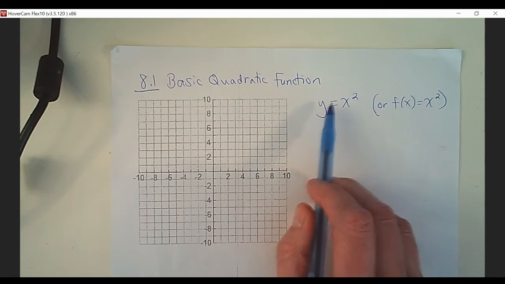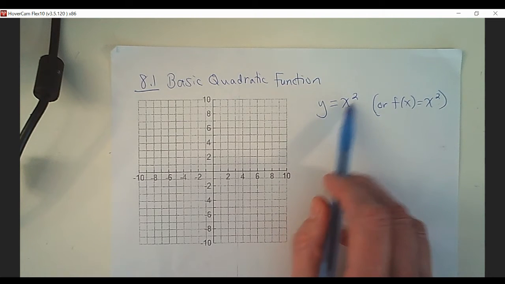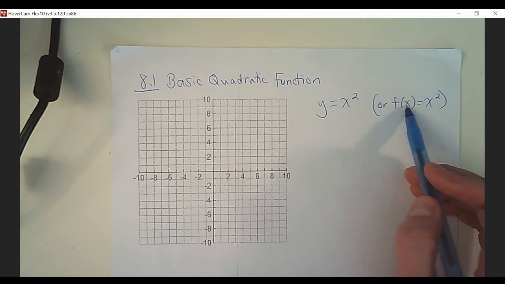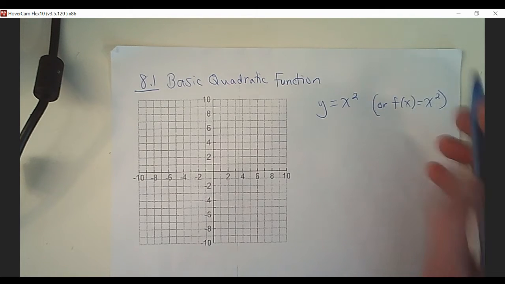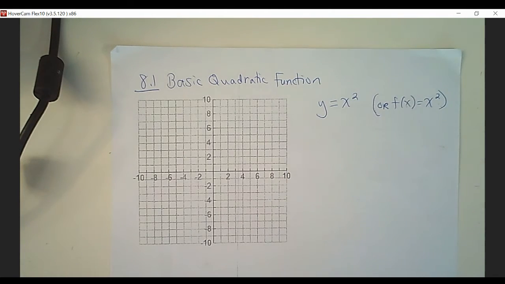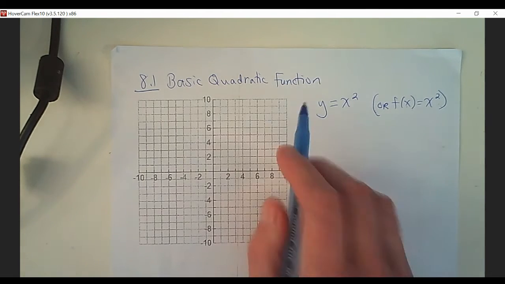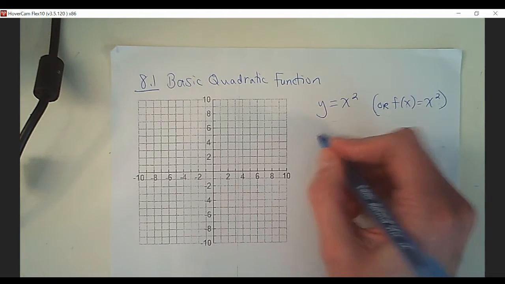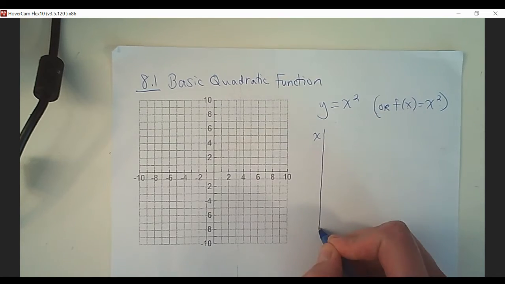So the equation for the basic quadratic function is y equals x squared. Sometimes, of course, we'll write that as f of x equals x squared or g of x equals x squared, but here I just have it as y equals x squared. We're going to find out what this graph looks like. Since we've never graphed this one before, we're going to make a table.